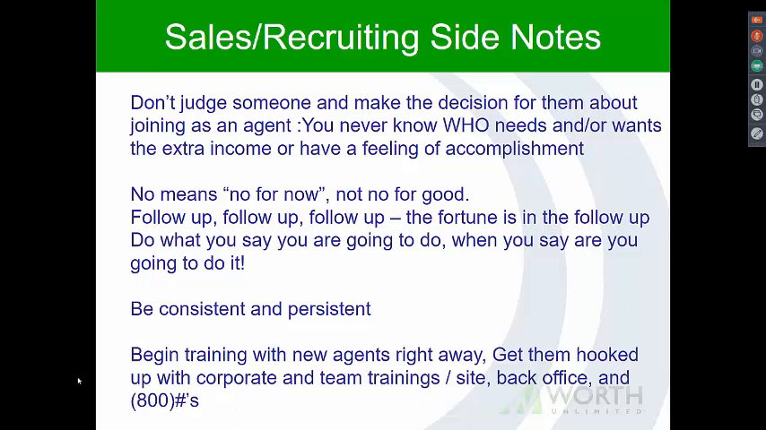Whether you're recruiting or whether you're selling, follow up with your clients, follow up with your agent prospects. Make sure they are in a process, get them moving in a process so they feel as though they're accomplishing something. If they're on the product, make sure they're getting set up with training. If there's something they don't understand, say, you know what, I understand you don't understand that. That's why we have a training department.